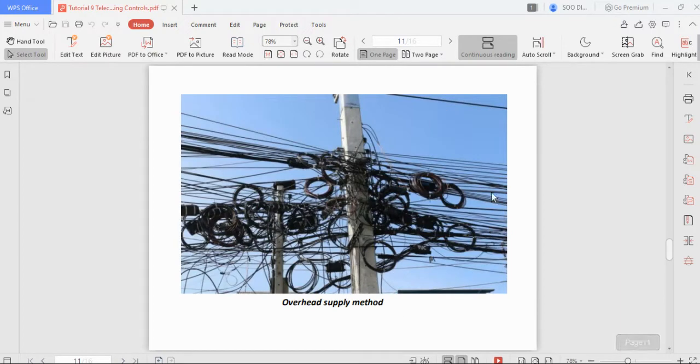So this is how it will look if you have an overhead supply method for everything. There will be a lot of wire hanging here and there, which will not look nice.